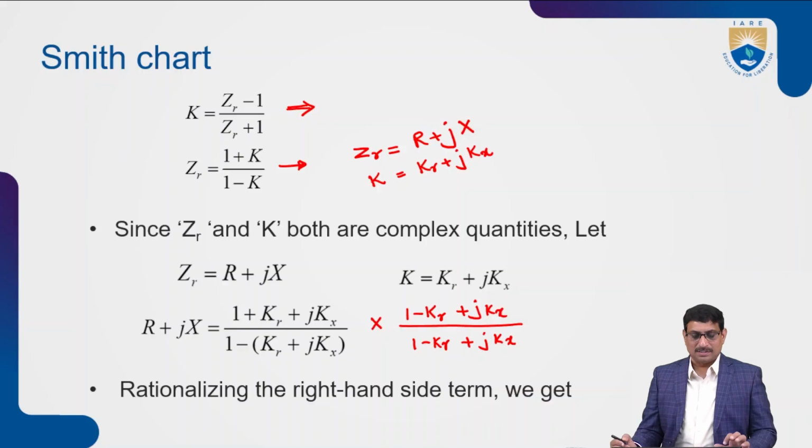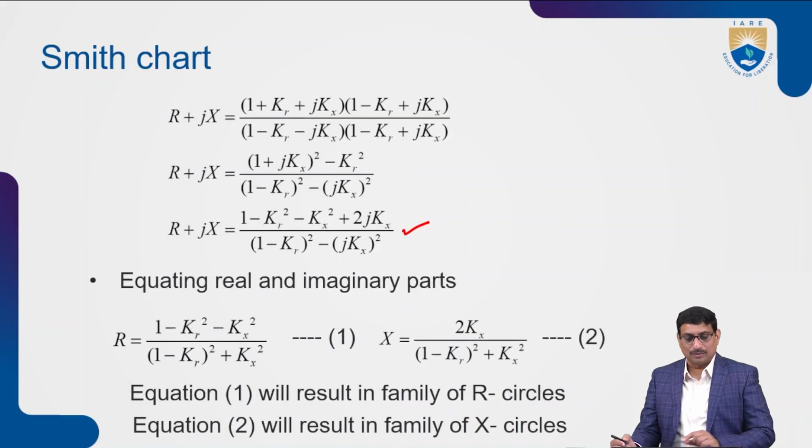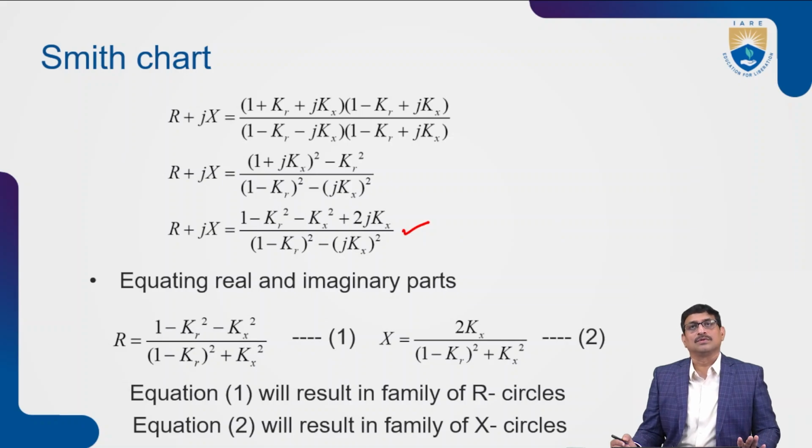And from that we get the equation Z_R equal to (1 + k) divided by (1 − k), where Z_R and k are complex constants. Therefore, we assume Z_R as R + jX and k as k_r + jk_x, substitute and rationalize the right-hand side, and equate the real and imaginary terms on both sides. We get two equations, where r equals something and x equals something, and we call them equation 1.